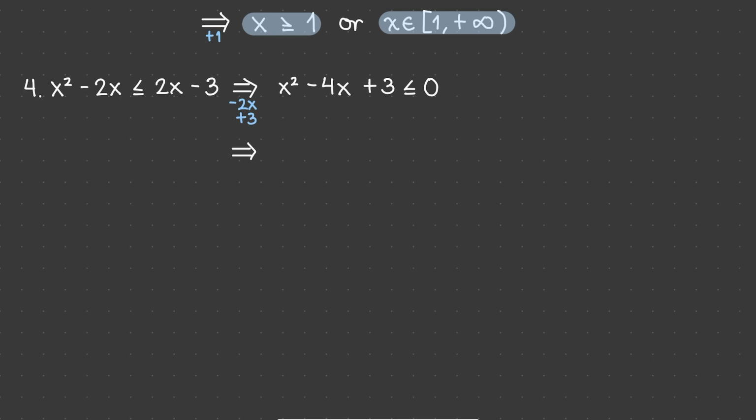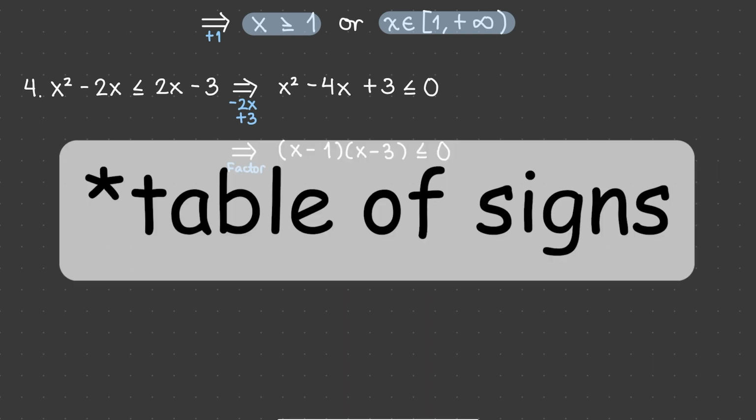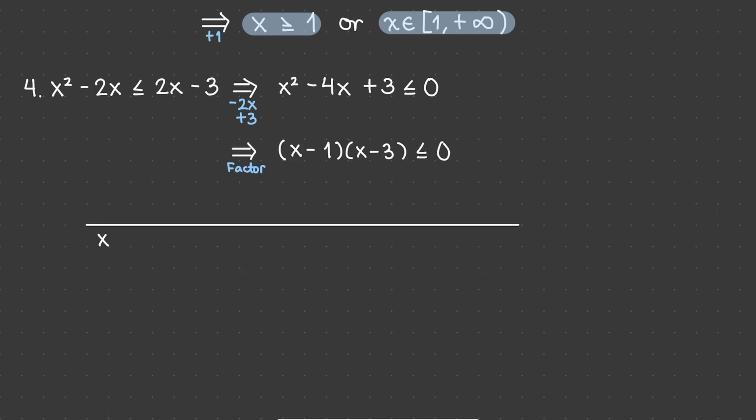And then again, let's just factor. So I will be relying on your factoring skills out here. This just factors into x minus 1 times x minus 3 less than or equal to 0. Okay, now for this type of inequality wherein we'll obtain 2 different factors, we'll be needing a table of values. So let me first set up the table of values before I explain it.